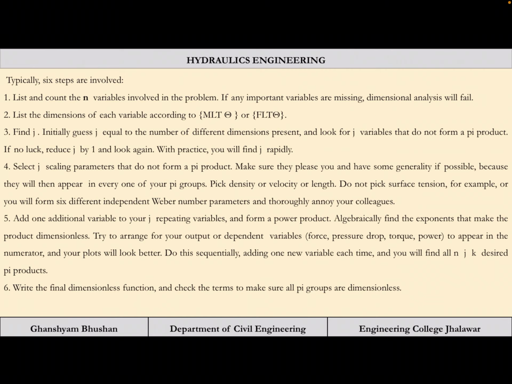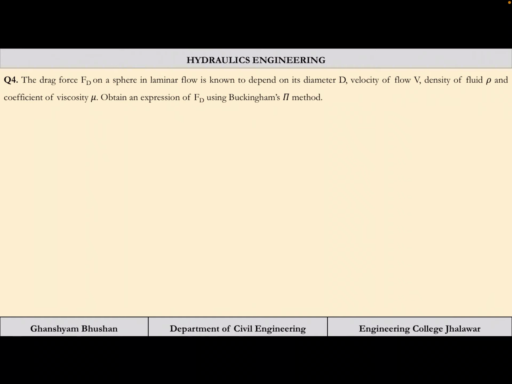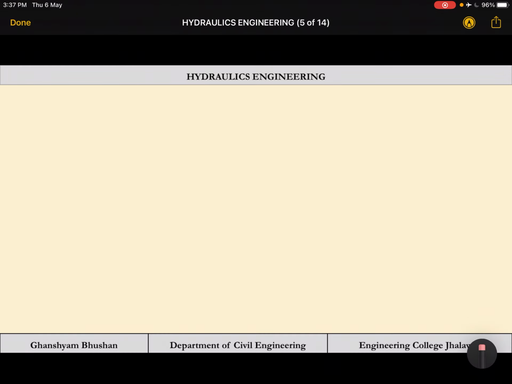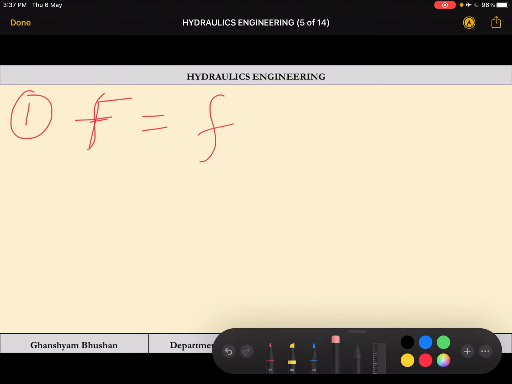Then we will write the final dimensionless relation as a function, and we will check the terms to make sure all pi groups are dimensionless. So I am taking the same problem which we have done by the method of Rayleigh's method. Let me just tell you how we are basically going to do that. So step number 1, we will be taking this variable as a function of the others.